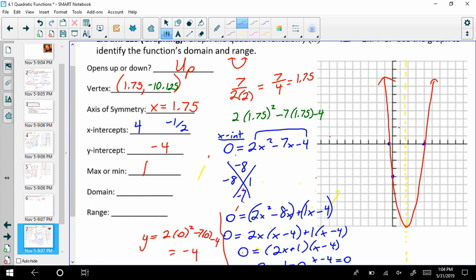So it looks like I have a minimum, a low point. My domain should be negative infinity to infinity. And my range, it looks like the lowest I go was the negative 0.125. And the highest I go is infinity.